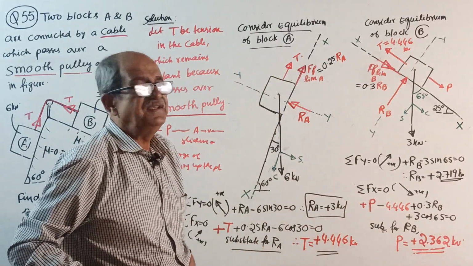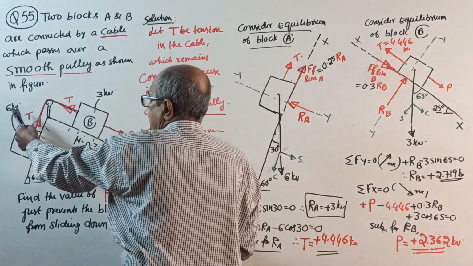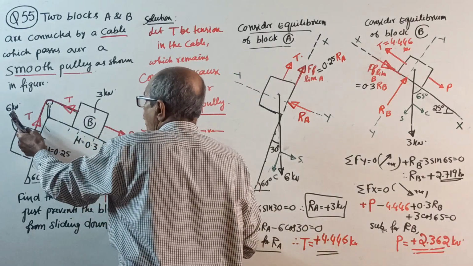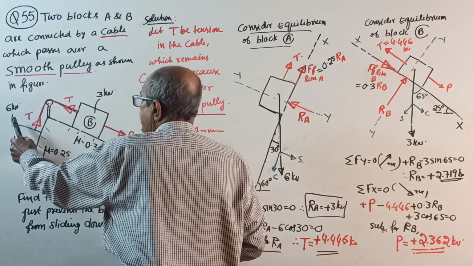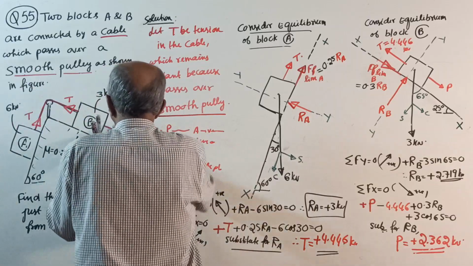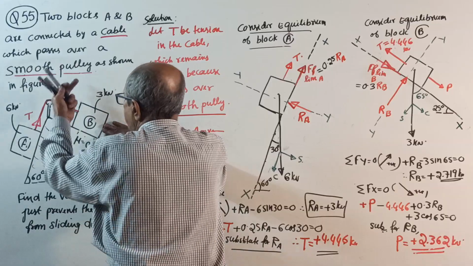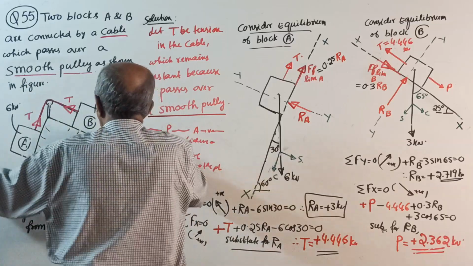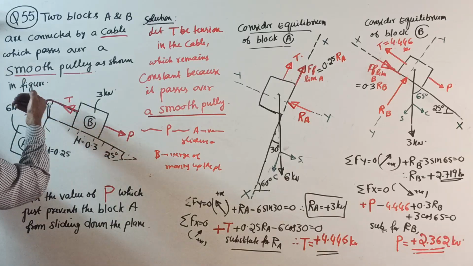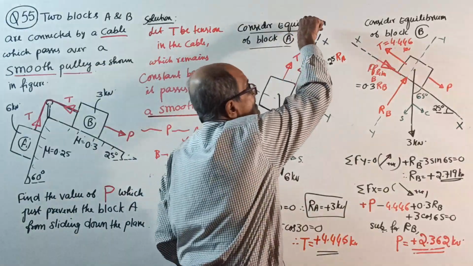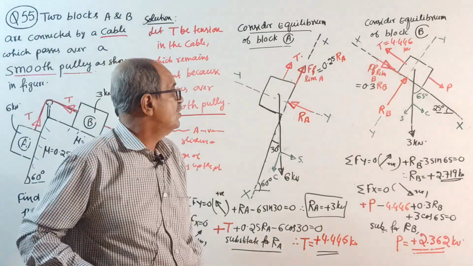Or by common sense, when you apply a force here, we are applying a force to prevent block A from sliding down. If you remove P, what will happen? Block A will slide down. So friction is this way. When block A slides down, block B will move up this way. Therefore, friction for B is reversed, like this. This is very, very important. Make a note. Okay, that's all.